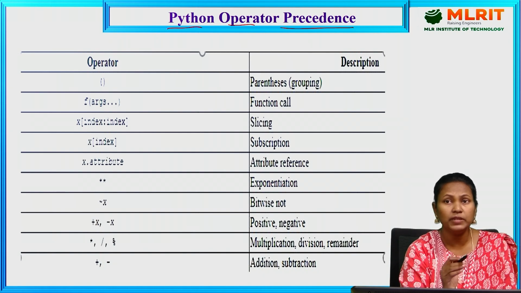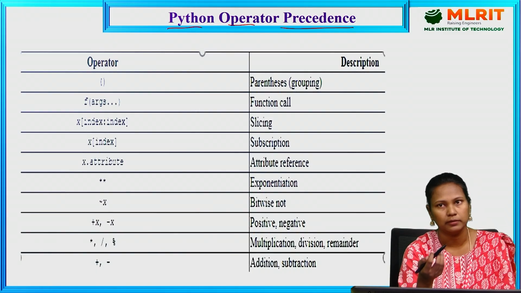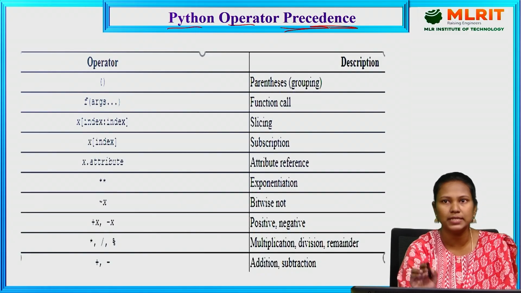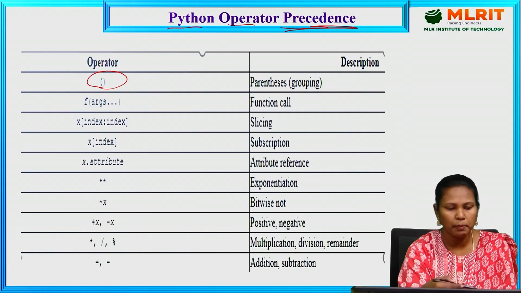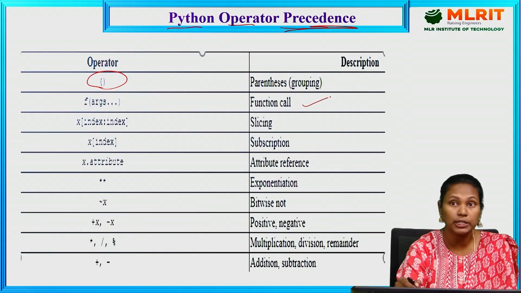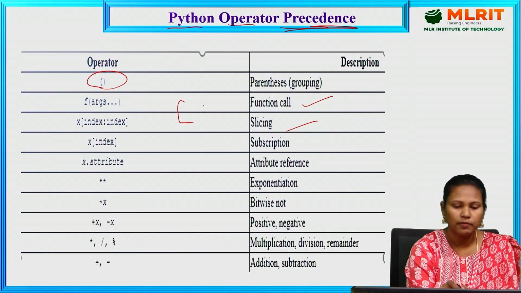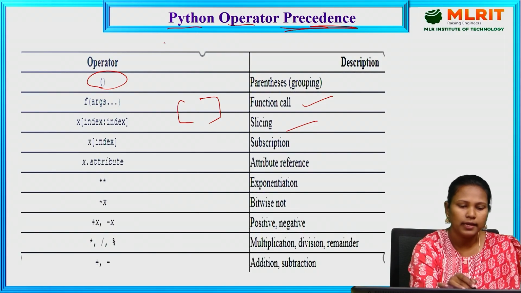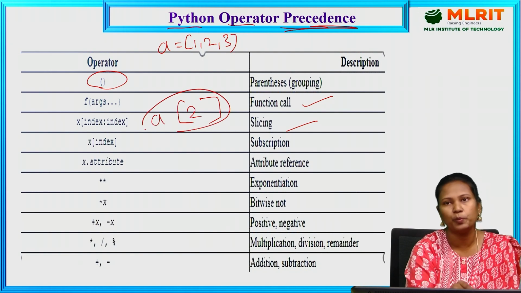Which operator is having more weight, we need to find that out. For that purpose, we are using the precedence. The bracket has more precedence compared to all. After that, function call has the next precedence. Next, slicing. For example, if a is equal to 1, 2, 3, and I am writing a of 2, this has more precedence.